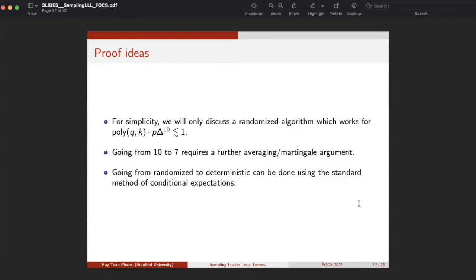So in the next part of the talk, I will try to give a very quick overview of the main proof ideas. And for simplicity, I will only discuss a randomized algorithm which works when p times delta to the 10 is smaller than a constant. So in order to go from the 10 to the 7 in the theorem, we will need a further careful averaging martingale argument. And finally, let me remark that while I will discuss a randomized algorithm, the algorithm we consider can be de-randomized very easily using the standard method of conditional expectation.